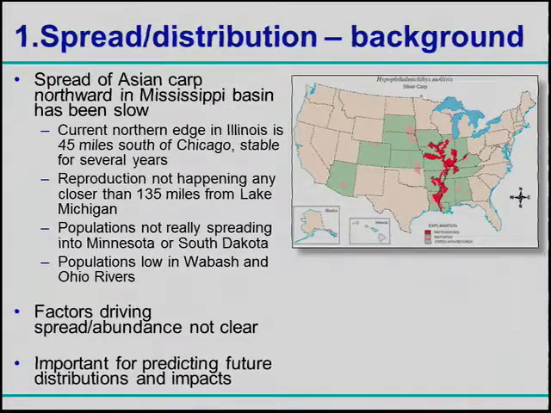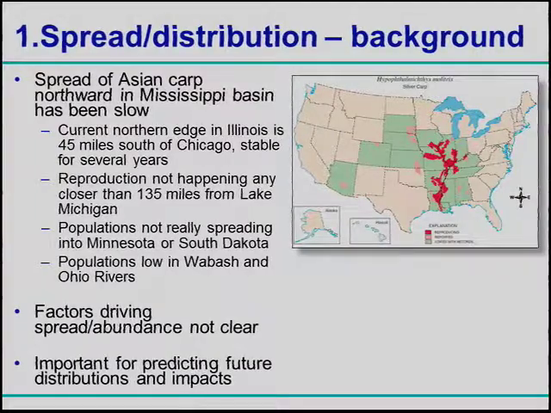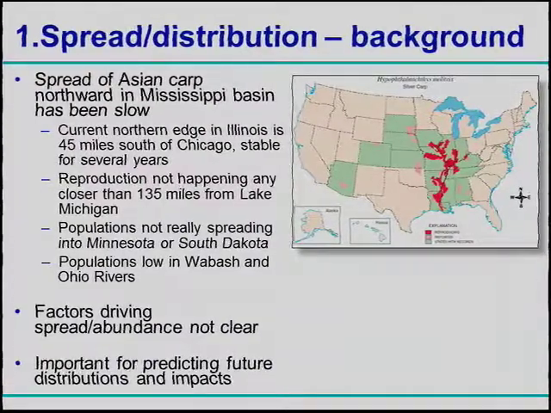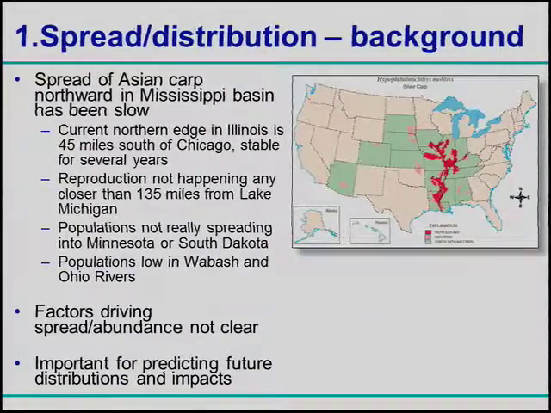There's no reproduction. The most northern reproduction that we've been able to document is 135 miles south of Lake Michigan. So we've got fish moving into some areas, not moving into other areas, reproducing in some areas, not reproducing in other areas. What's driving this movement, or the non-movement, is really not clear. Improving our understanding of why fish are moving around, and why they're not, is really important, for if they do ever get into the Great Lakes, where could they end up, where would they not end up, and some of the impacts that they might have.